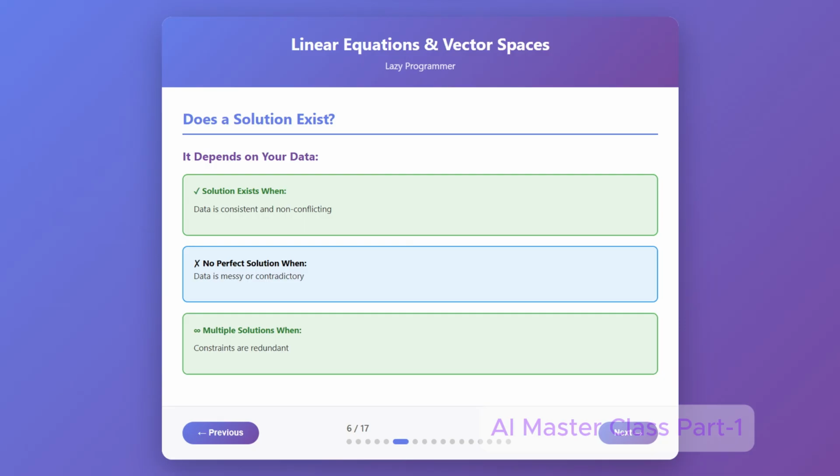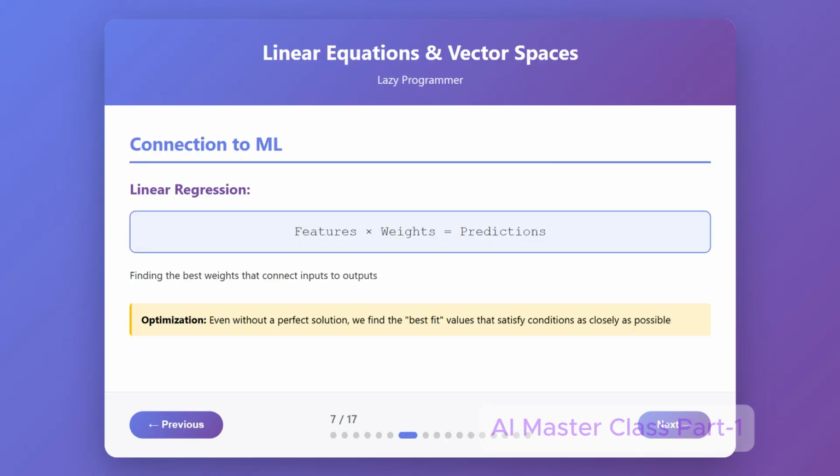So linear regression is just solving a system like this. You have input features, you have outputs, and you are trying to find the best set of weights that connects them. Even when we do optimization, the core idea remains the same. We are constantly trying to find the values that best satisfy the set of conditions. Even if the perfect solution doesn't exist, we look for the most likely set of values.